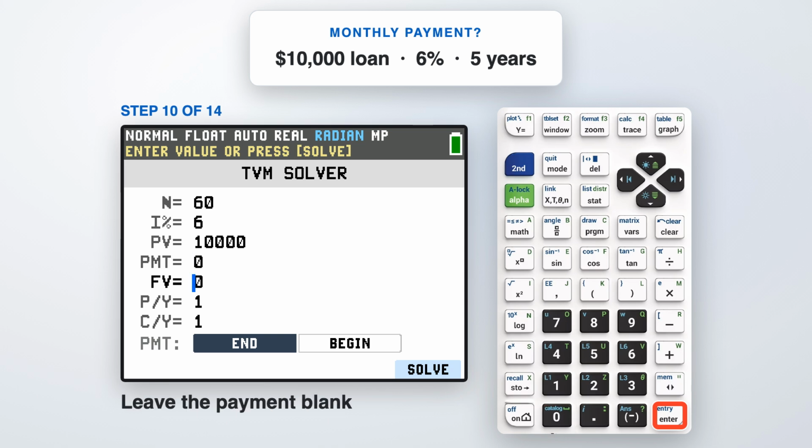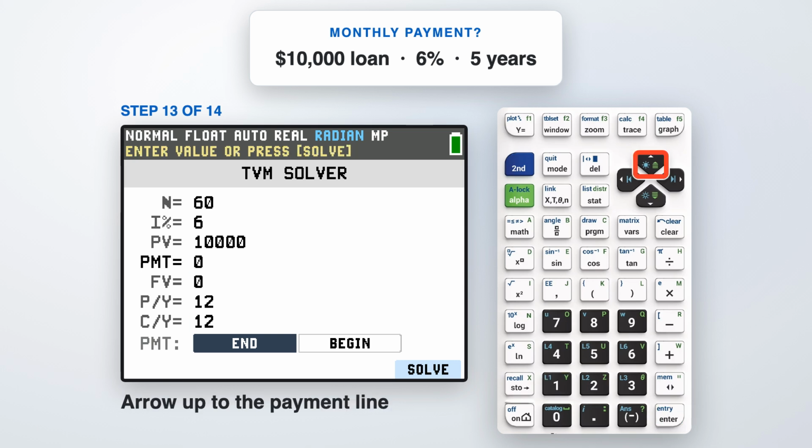Leave the payment line blank, since that's the value we're solving for, and press Enter to move past it. Future value is 0 because the loan is paid off at the end, so type 0 and press Enter. And P over Y is the payments per year, so type 12 for monthly and press Enter. C over Y, how often the interest compounds, fills in with the same 12 automatically.